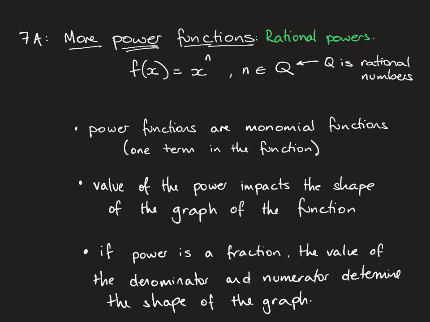So in this video, we're going to look at some more power functions, and in particular, we're going to look at functions where the power is actually rational. So the number at the top here, this n, is a rational number. Power functions are what we refer to as monomial functions. Unlike polynomial functions, they have only one term in the function. And the value of the power, the n value, impacts the shape of the graph of the function.